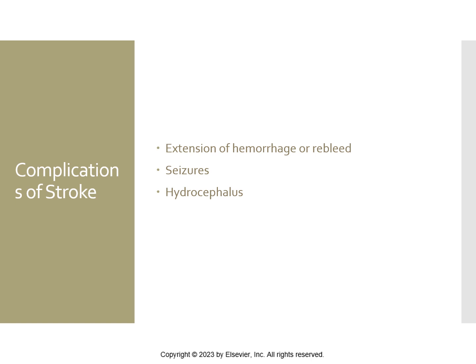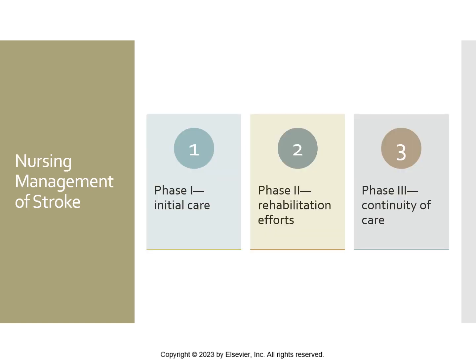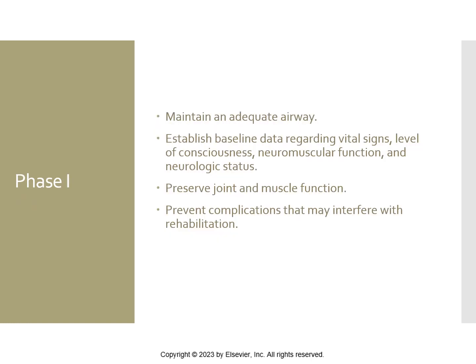Hydrocephalus is common when a subarachnoid hemorrhage has occurred. Care of patients who have had a stroke is described as occurring in phases. The initial hospital care, rehabilitation efforts begun in the acute care setting, then a transition to intensive rehabilitation as either an inpatient or an outpatient, and community-based rehabilitation. There will be overlapping of activities in each phase.